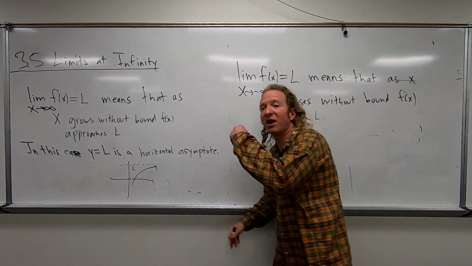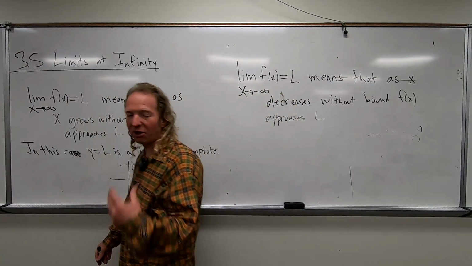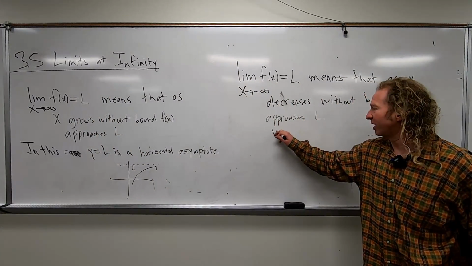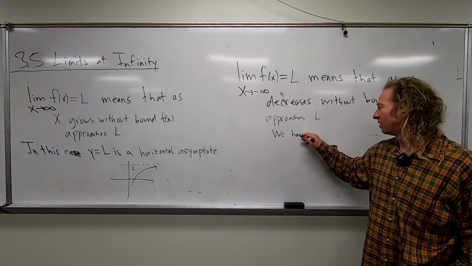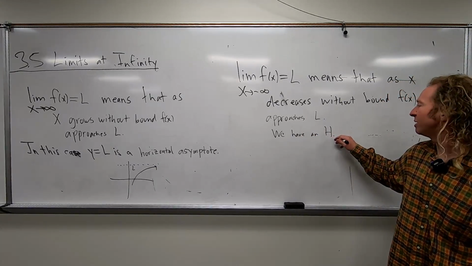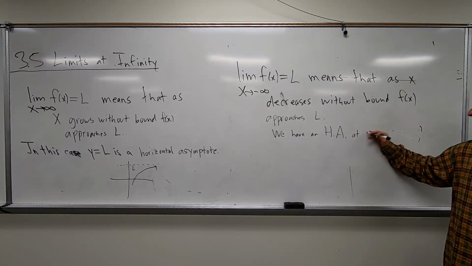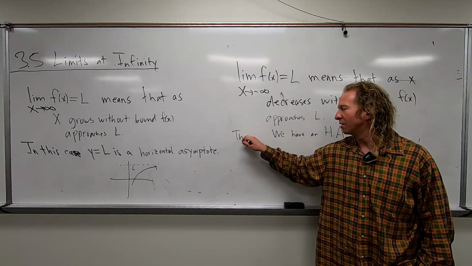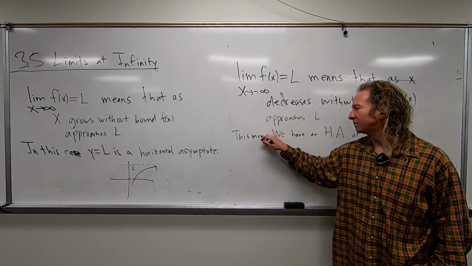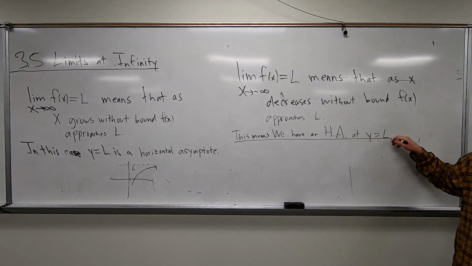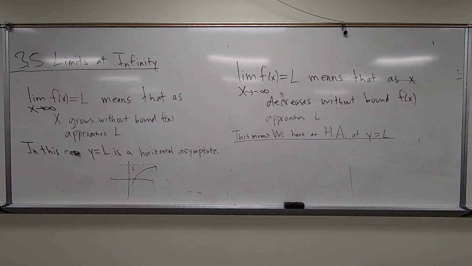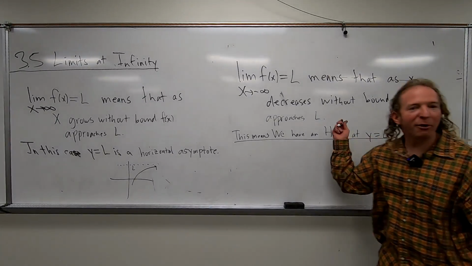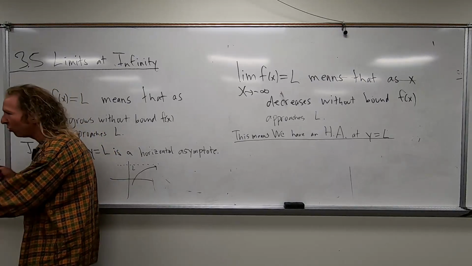In this case, we also have a horizontal asymptote. This is also going to give us an HA. HA means horizontal asymptote at y equals L. So this means we also have a horizontal asymptote at y equals L. Okay? They both mean that. You can have functions with two horizontal asymptotes.